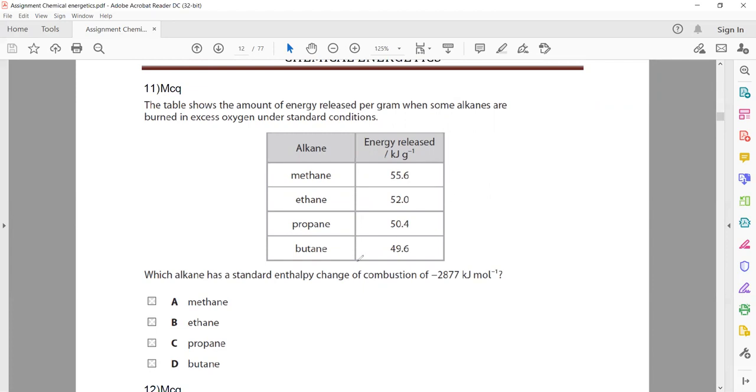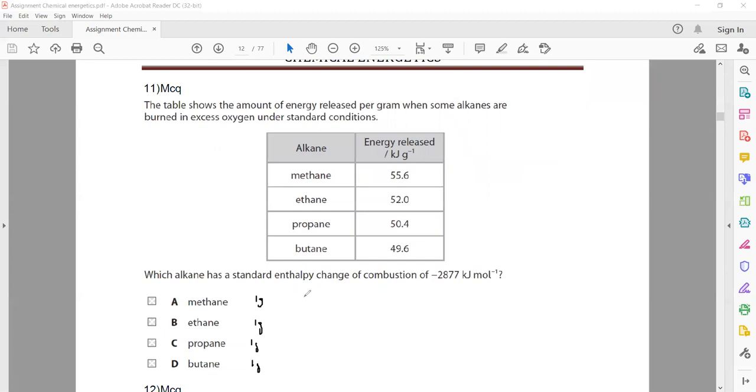This is per gram, the energy released when 1 gram is burned. But we have to convert and find the moles. So how do we find the moles in 1 gram? If I have 1 gram of methane, 1 gram of ethane, 1 gram of propane, and 1 gram of butane, how many moles are there in 1 gram?